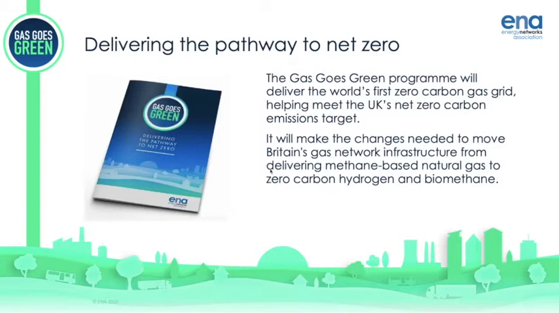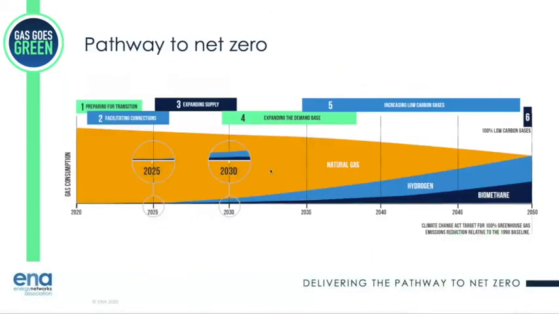And the program is a joint initiative between ENA, National Grid, Cadent, Northern Gas Networks, SGN and Wales and West Utilities. Through the program, we're bringing together the expertise of the gas network companies with the wider energy industry, policymakers, and academics, to make the changes that we see necessary to move the network from the methane-based natural gas that it is today to zero carbon hydrogen and biomethane. So before I update on Gascoigne Green and its deliverables, I first wanted to say a word about how the programme of work was determined and then explain where Gascoigne Green sits in ENA.